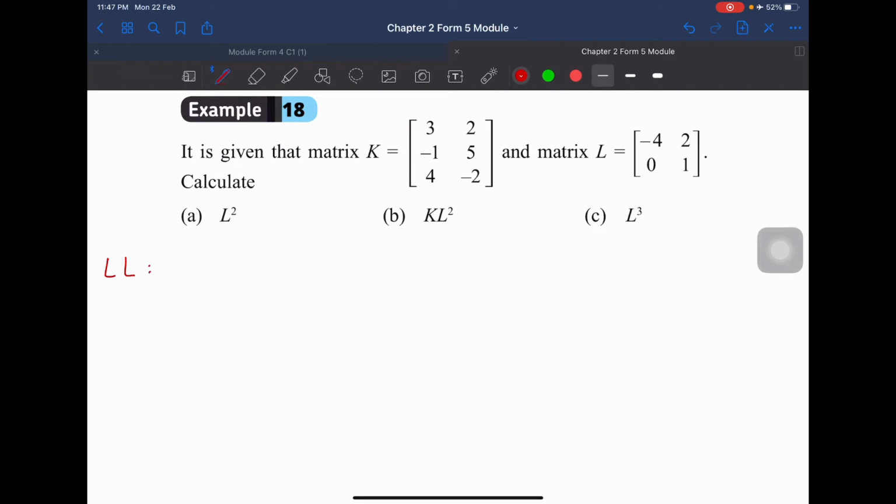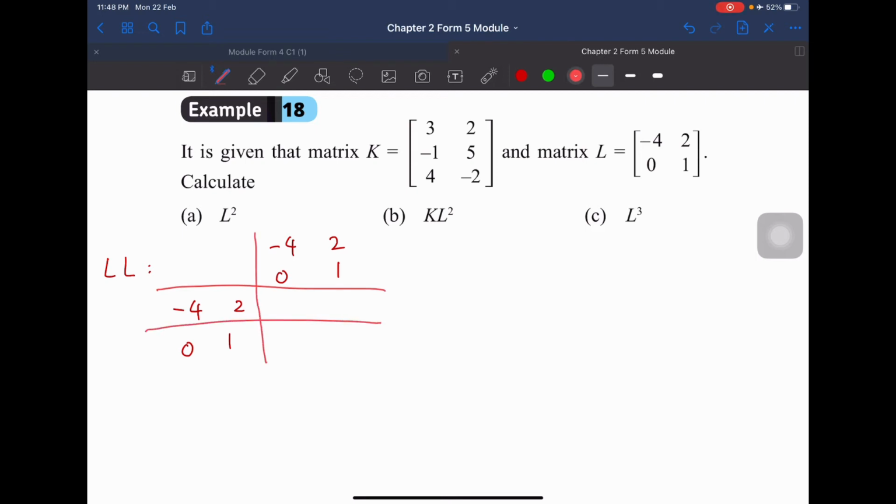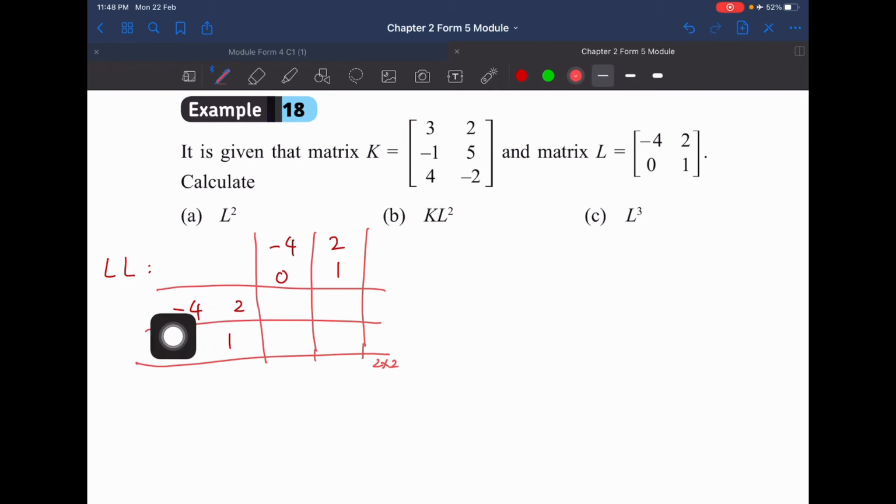So L times L. Where is L? So you have negative 4, 2, 0, 1, the same one, so negative 4, 2, 0, 1, and then add in your table. So this will be 2 by 2. So the same method. Negative 4 times negative 4, 16 plus 2 times 0 is 0.